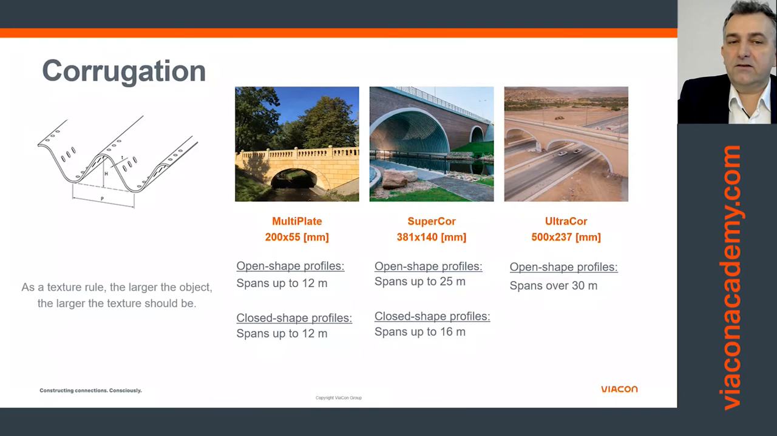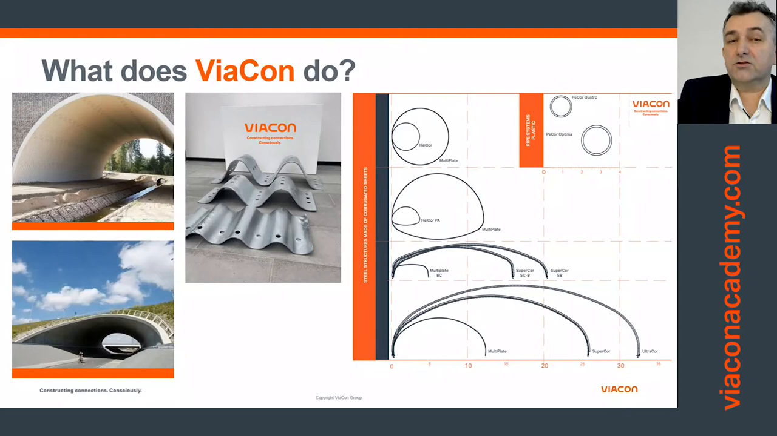In that way, the corrugation size is the derivative of the structure span, and it's delivered in three different brand types: multiplate, supercore, and ultracore. The corrugation of each of these structures is engineered to deliver optimum performance and aesthetic value for the project. Corrugation also assures the strength of the structure. When increasing the structure span, we need to increase the bending stiffness too. Thanks to this, we are able to cross even larger spans.